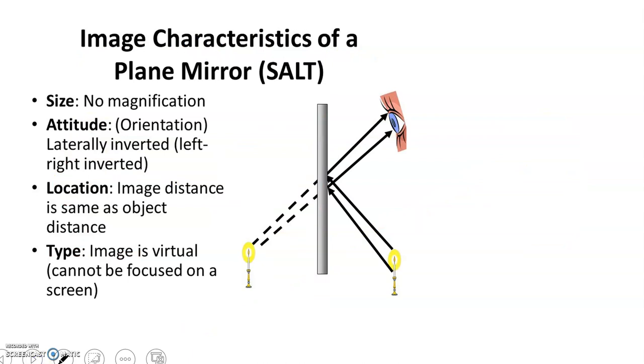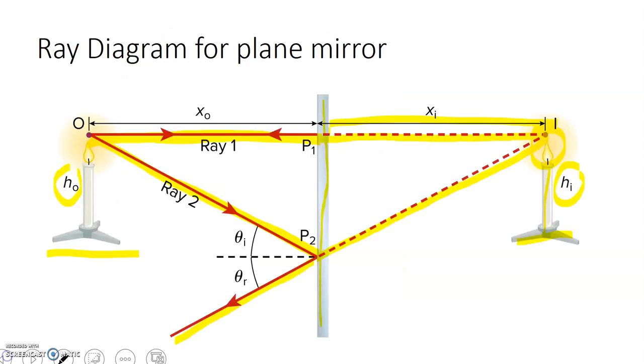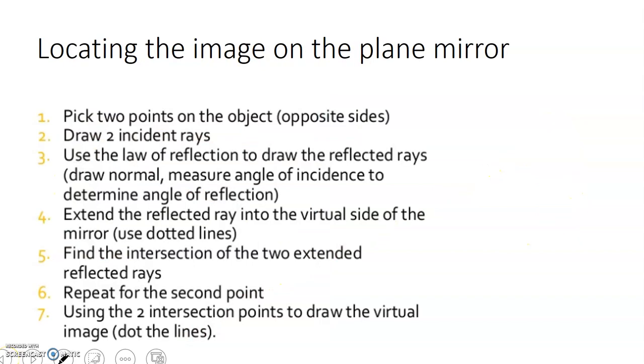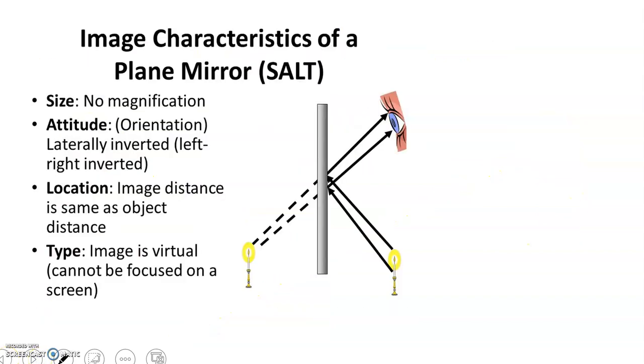Now we'll see what are the characteristics of a plane mirror. You call these characteristics SALT, which is a short form. S stands for size. Going back to the ray diagram, the height of the image and the height of the object remain the same. That means it is of the same size. The size will not be changing.